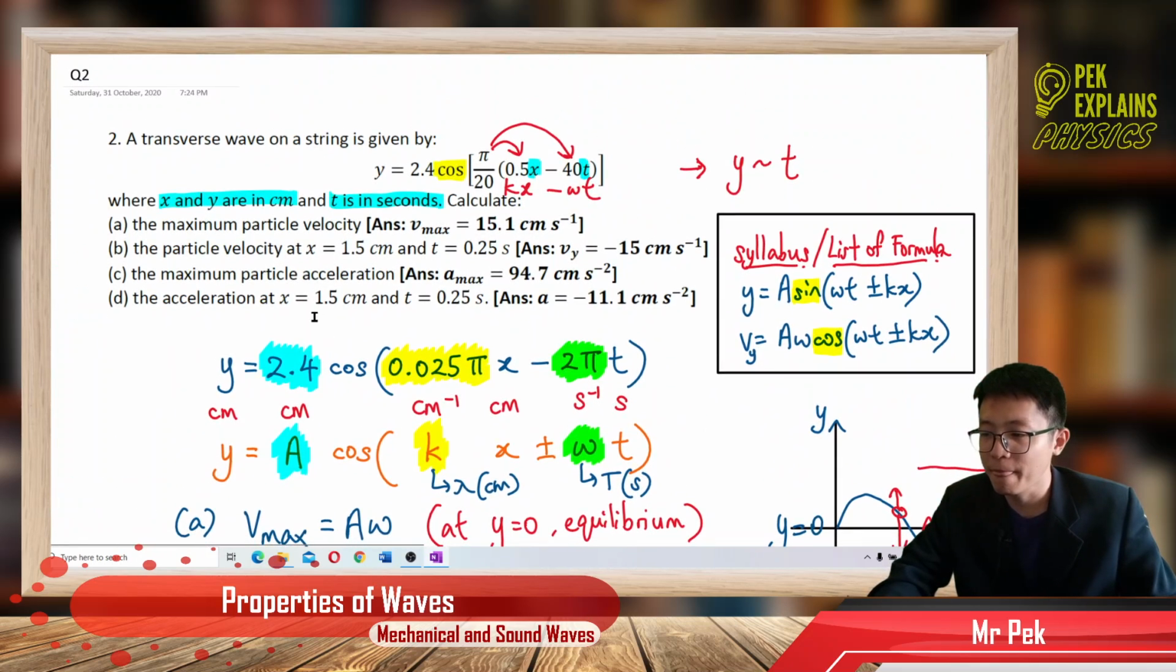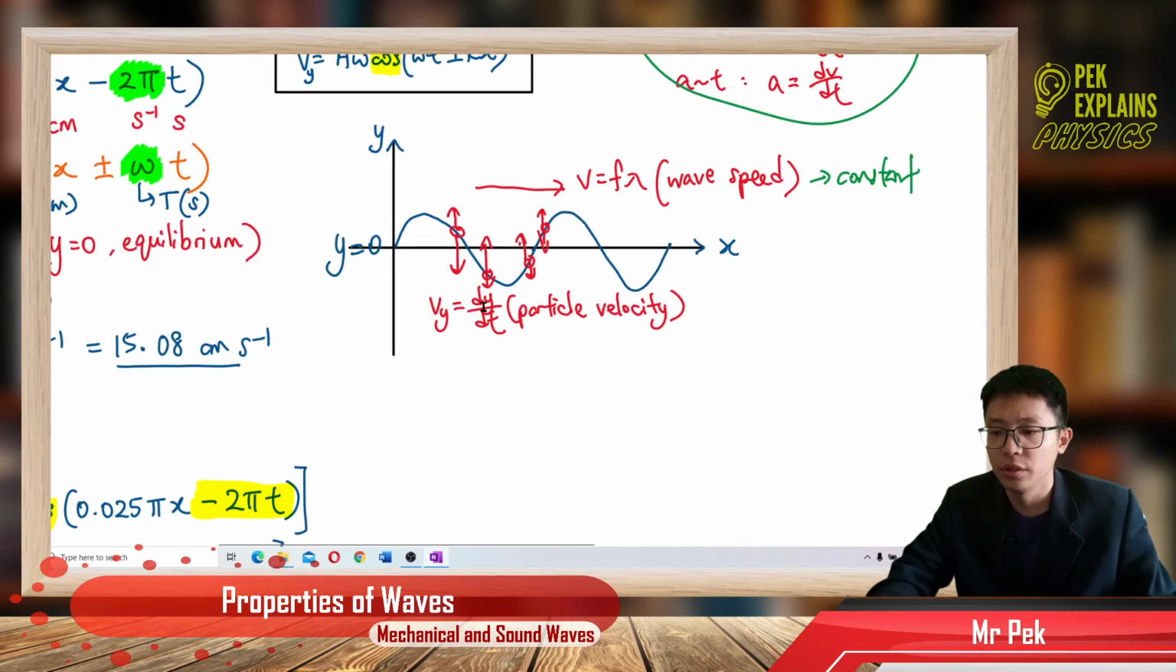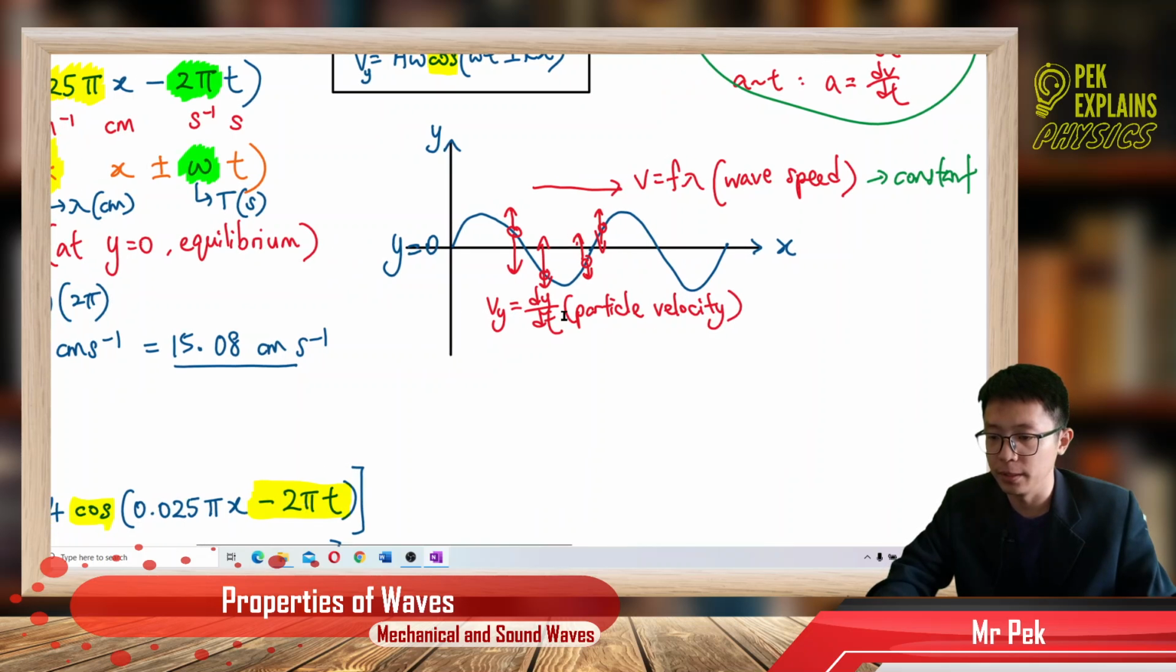Now, okay, what's the particle velocity at this particle? This gives the position or distance 1.5 cm, and at this time. So what is the velocity for this particle at this time? How to find it? To find the velocity of the particle, you need to differentiate. Velocity is differentiated from the displacement equation.